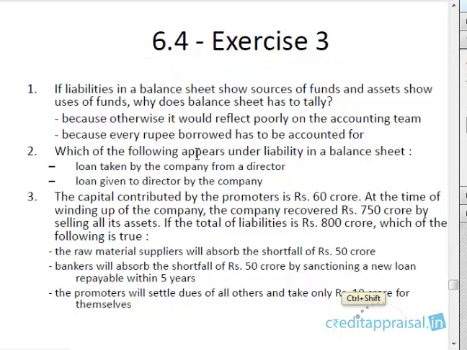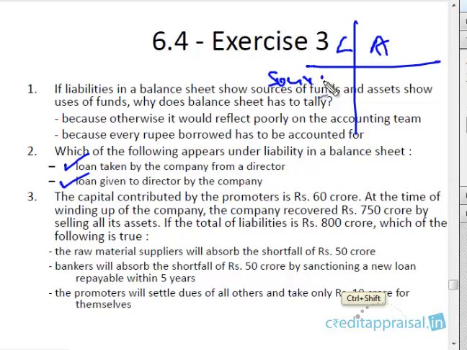So the second question is, which of the following appears under liability in a balance sheet? Loan taken by the company from a director, or loan given to a director by the company. We already discussed liabilities and assets. We said liabilities are sources of funds. These are the borrowings from various people. The company has borrowed funds. Assets are uses. What did the company do with these funds?